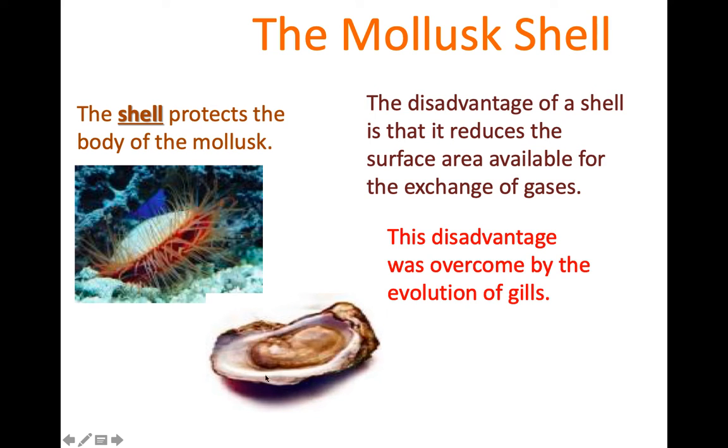Now, the way that mollusks that have hard shells work around this disadvantage is they evolved gills. And so mollusks that have a hard shell, and actually mollusks in general, is where we start to see across the board the development of gills for respiration.